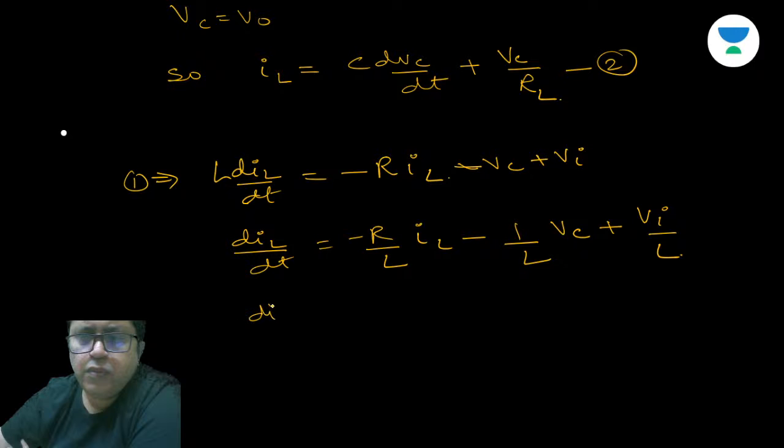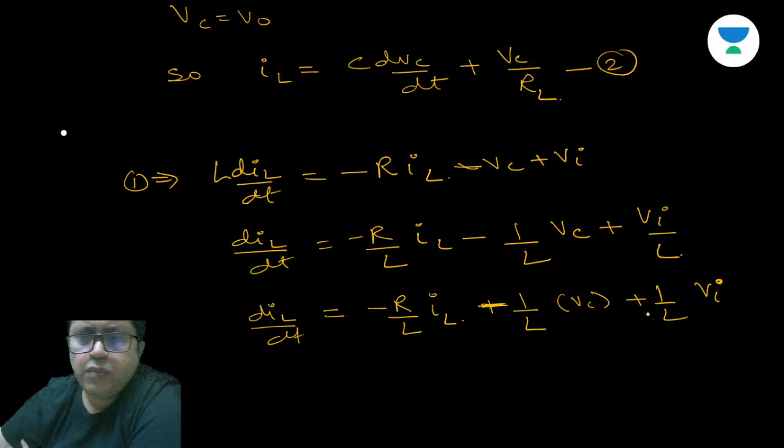Okay, dIL by dt is equal to minus R by L IL, oh sorry, this is minus 1 by L Vc plus 1 by L Vi. Remember this equation.